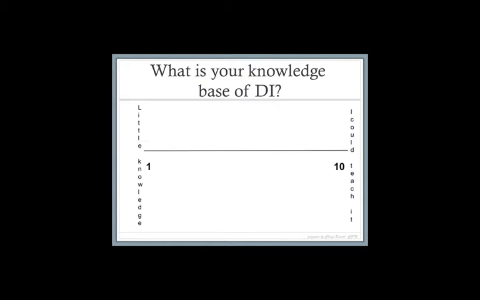Pause the presentation now and take a few moments to reflect on these three questions. Where on this continuum would you place yourself in terms of your overall knowledge of differentiated instruction? A 1 on the continuum means almost no knowledge, and 10 means you would be very comfortable instructing someone else to use differentiated instruction. Question number 2. Where on the continuum would you place yourself in terms of differentiating for gifted and advanced learners? And question number 3. Why do you place yourself where you do?